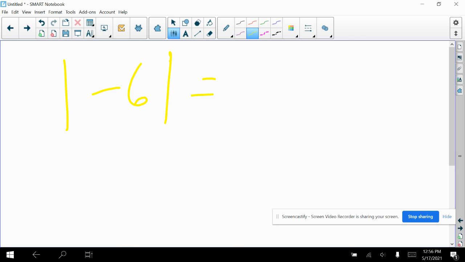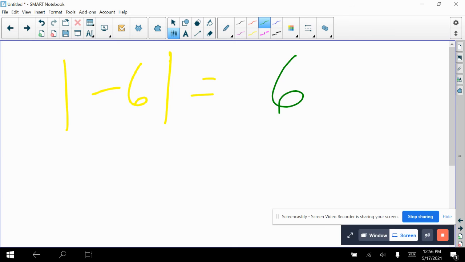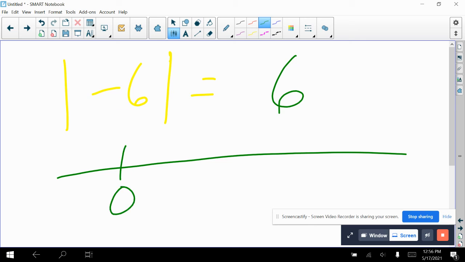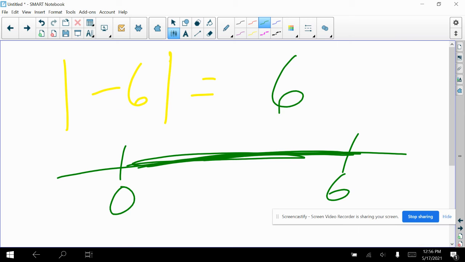Okay, so back to our problem on the board. Anything inside the absolute value symbols has to be what? Positive or negative? Has to be positive. So a negative 6 is actually a 6. So if we did it on a number line, that goes from there to there. That's a positive distance. Okay, it cannot be negative.